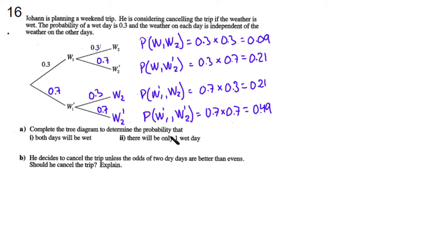So now if we look at this first question here, the probability that both days will be wet. So that's the probability of day 1 being wet and day 2 being wet. Well, we already have that. It's right up here. It's 0.09.